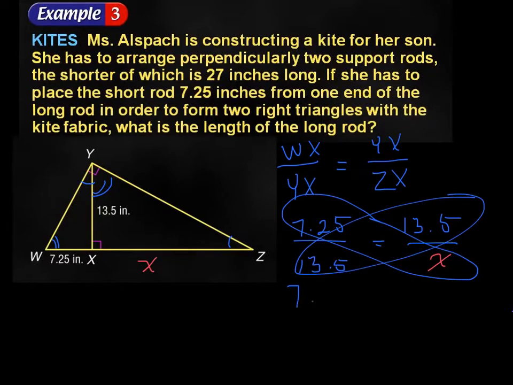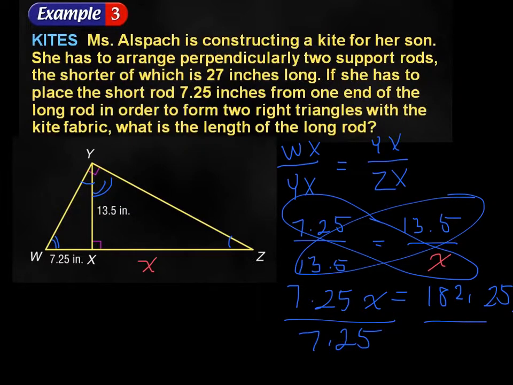So 7.25x equals 182.25. Divide both sides by 7.25. And we have x equals 25.1. And the problem asks the length of the rod, so we need to add that 7.25 to that.